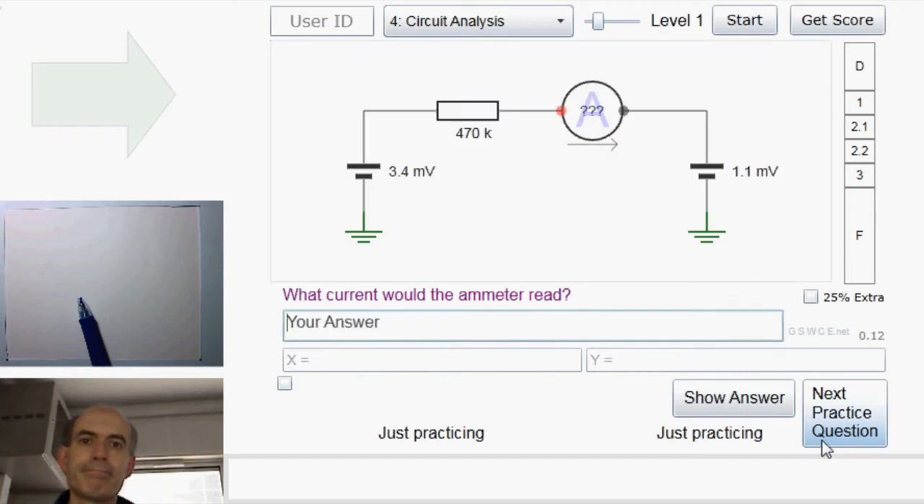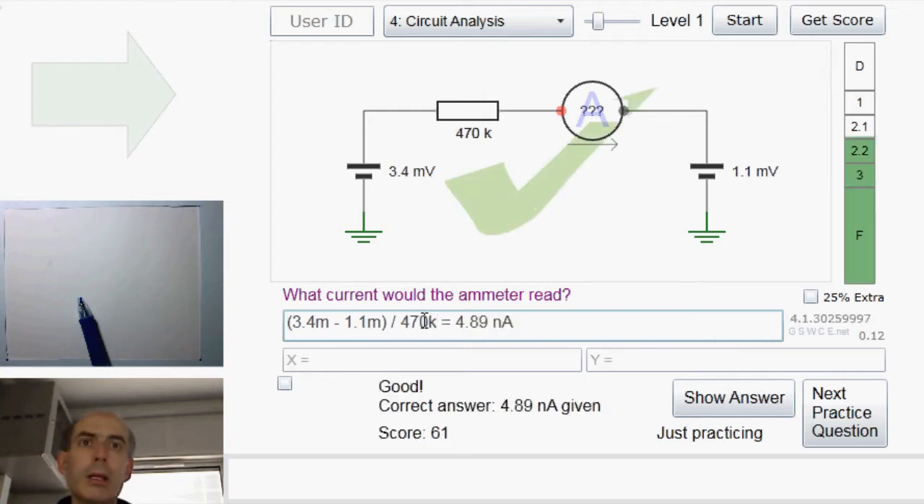First question. We just want the current in this circuit and we know the voltage across this resistor. That's 3.4 millivolts on one side and 1.4 millivolts on the other side, and we know the value of the resistance, therefore that must be the current. Easy. They're not all that easy.